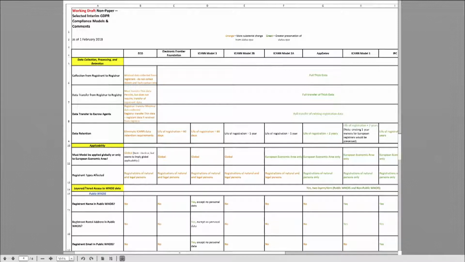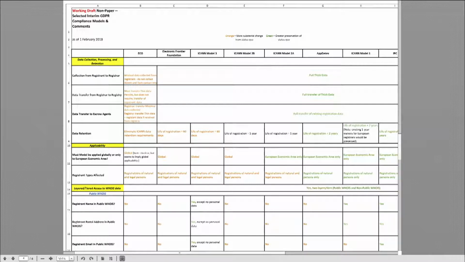And we think that there could be more attention and more analysis around whether or not the registrant's email address would be included in the public whois. And so that seems to be a variance point across many of the models as well.